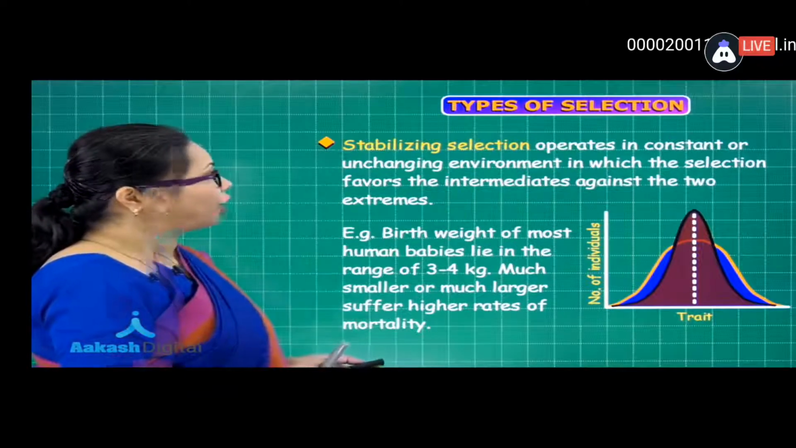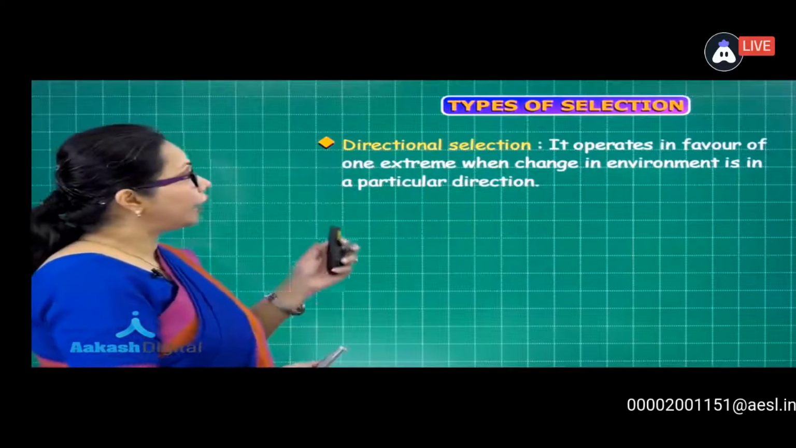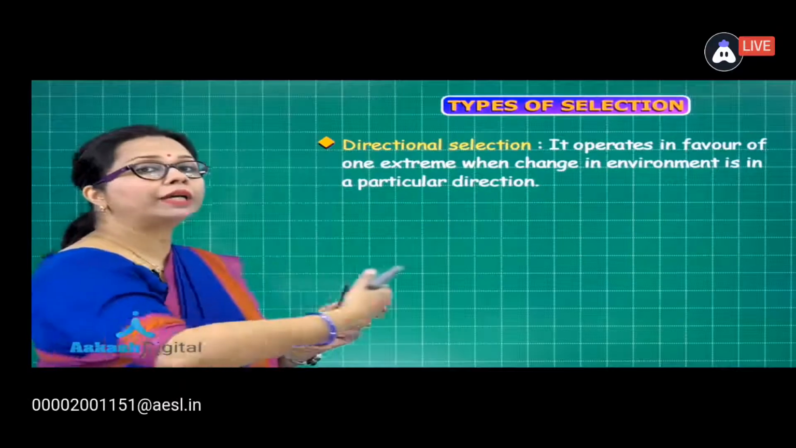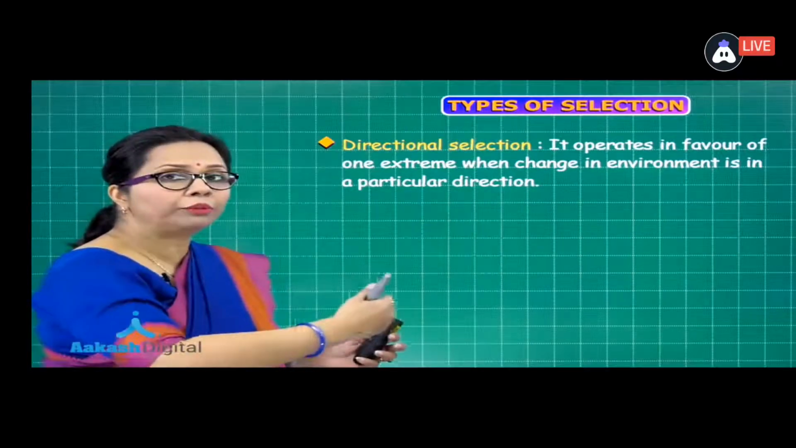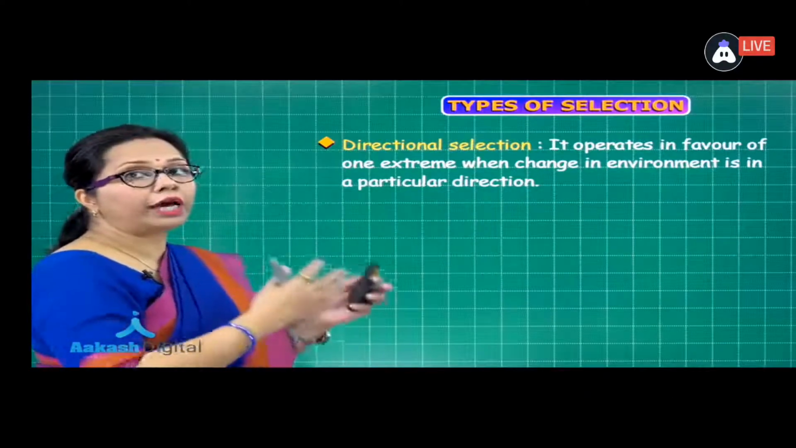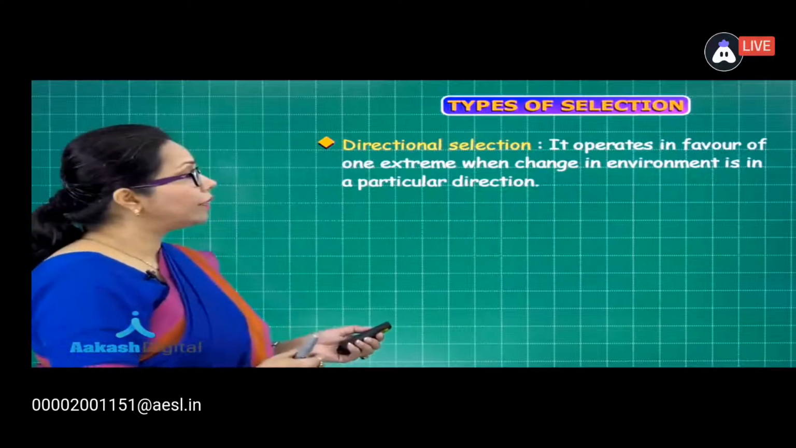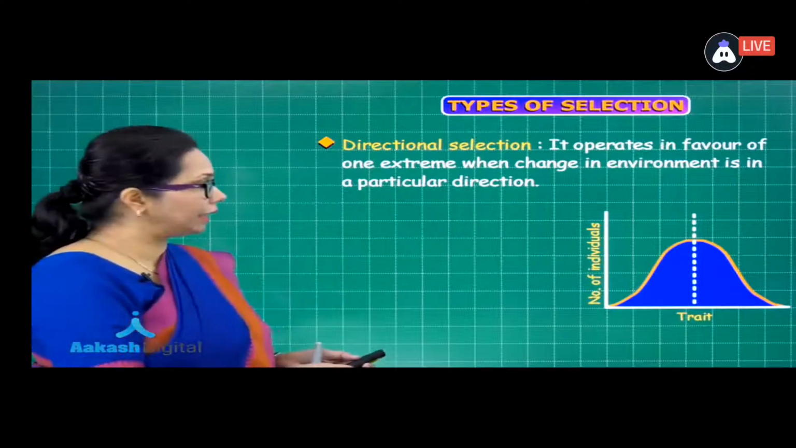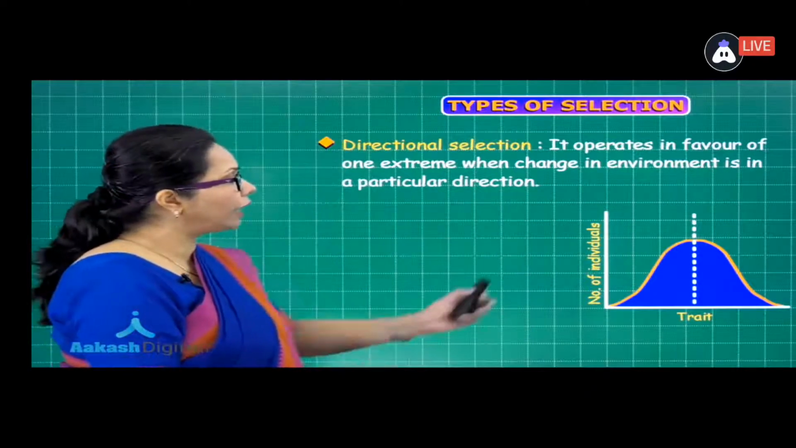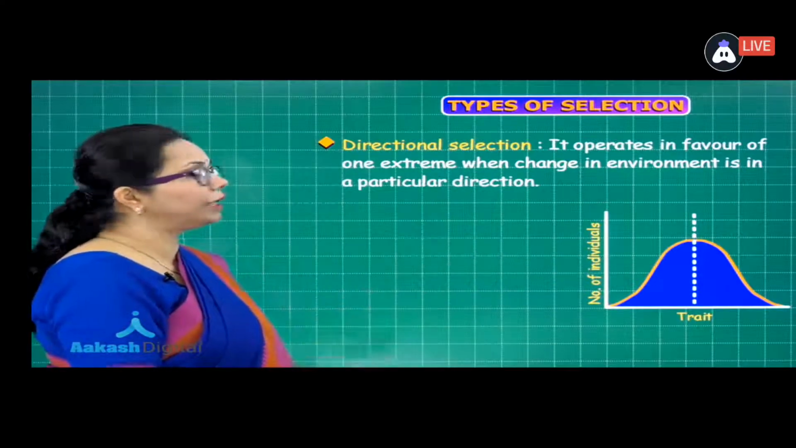selected. Now moving on to the next type of selection, that is directional selection. Directional selection is when the environment is undergoing a change in one particular direction. That means it is continuously becoming colder or drier, something like that. That is when directional selection would operate. And in this case, one of the extremes would get selected. So here, this is our original frequency polygon, and out of that, either extreme, whether on the left side or on the right side, may get selected.